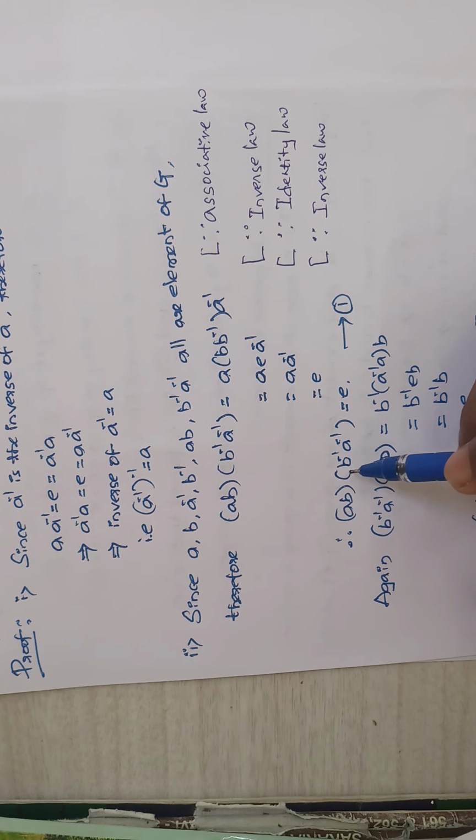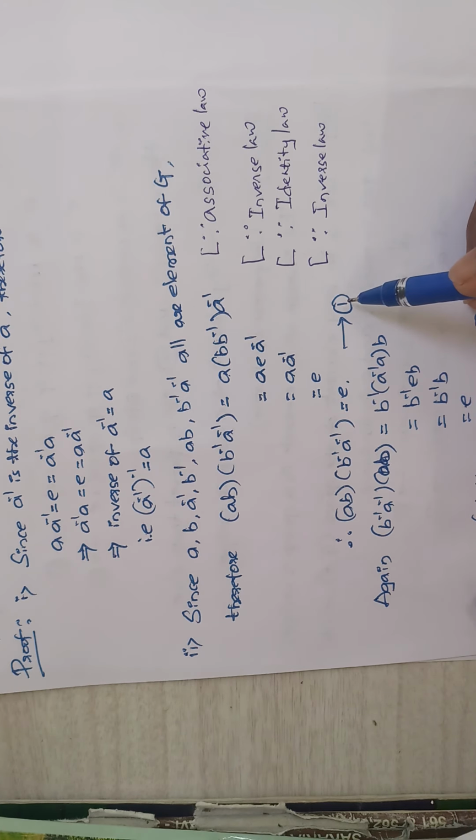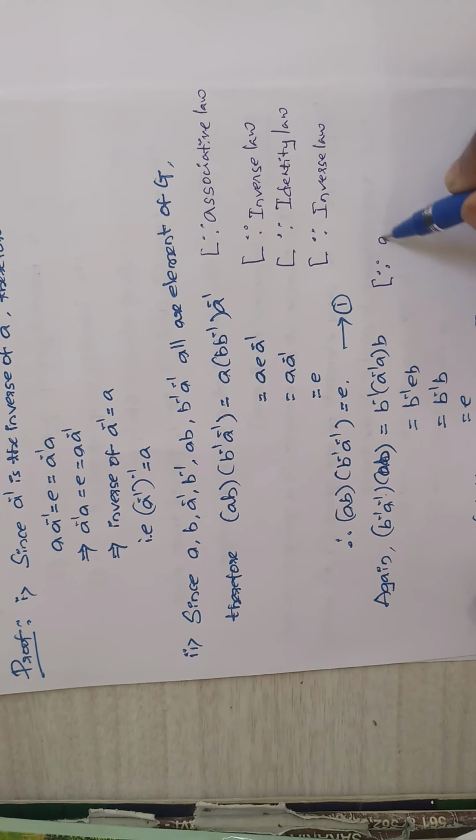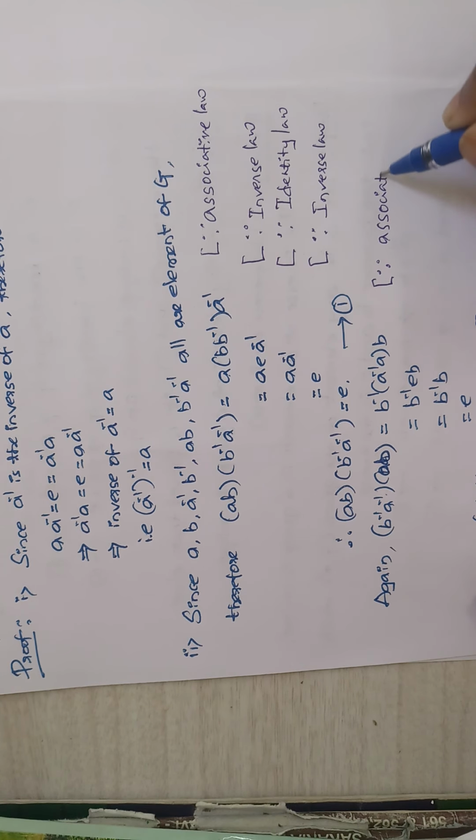Therefore ab into b inverse a inverse is equal to e. I take this as equation number 1. So again, b inverse a inverse into ab is equal to, using associative law, we can write this as b inverse into a inverse a into b. So a inverse into a is equal to e, because of inverse law.